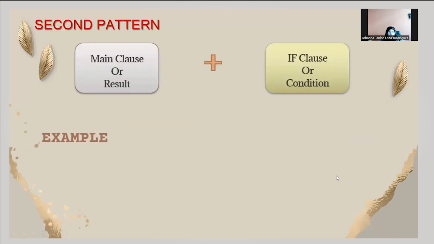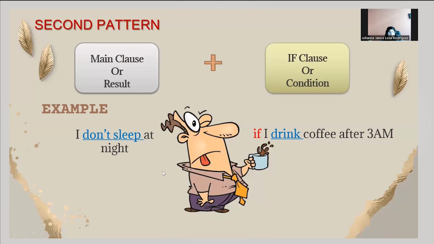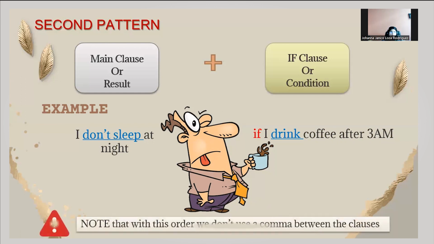Here we have another example with the same pattern. I don't sleep at night if I drink coffee after 3 a.m. And that is a general truth for me. Remember here, if we start first with the main clause, we don't use a comma to separate the two parts, main clause and if clause. If the if clause comes first, remember, add a comma. If the main clause comes first, there's no need. So both ways are absolutely fine. Don't forget.